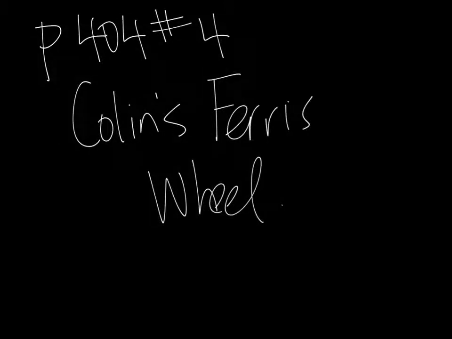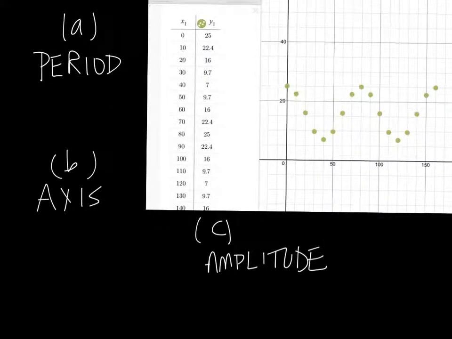In our Chapter 6 review, question number 4, Colin is on a unique Ferris wheel. It is situated on the top of a building. Colin's height above the ground at various times is in the table. So what I did first was I graphed the function. So this is the data plotted for Colin's Ferris wheel.